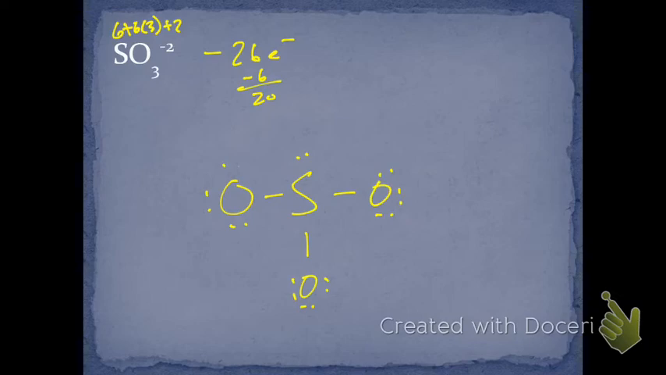This oxygen is, let's see, 6 minus... there's 6 valence and 1. So this is the number of valence electrons in oxygen, minus 6 lone electrons, and then 1 bond. So this is negative 1. This will make this negative 1. This will make this negative 1.